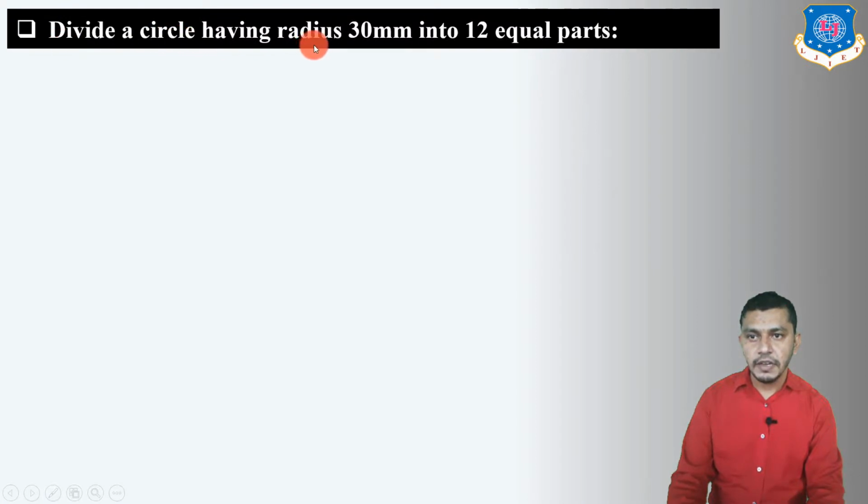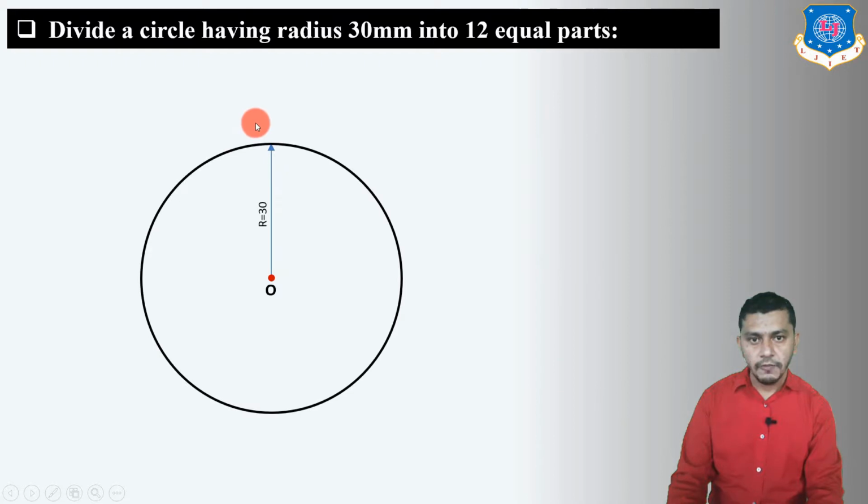Divide a circle having radius 30 mm into 12 equal parts. Okay, so first of all we have to draw the circle having center at O, radius equal to 30 mm. Again, first of all we have to draw the horizontal diameter and the vertical diameter, which will be at an angle of 90 degrees. Okay, the horizontal diameter is the AB diameter, the vertical diameter is the CD diameter. Now right now we have divided the circle into 4 equal parts. Now here we have the 90 degree angle.